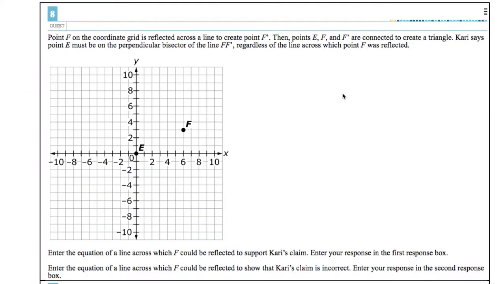Alright, so let's read this. So we have this point F on the coordinate grid, and we're going to reflect that across a line to create F prime. Doesn't tell us what line. And then points E, F, and F prime are connected to create a triangle. Okay. Doesn't tell us anything about where to reflect that, but we'll go with it. Carrie says that point E must be on the perpendicular bisector of line F, F prime. Yep, I agree with everything that she's saying.